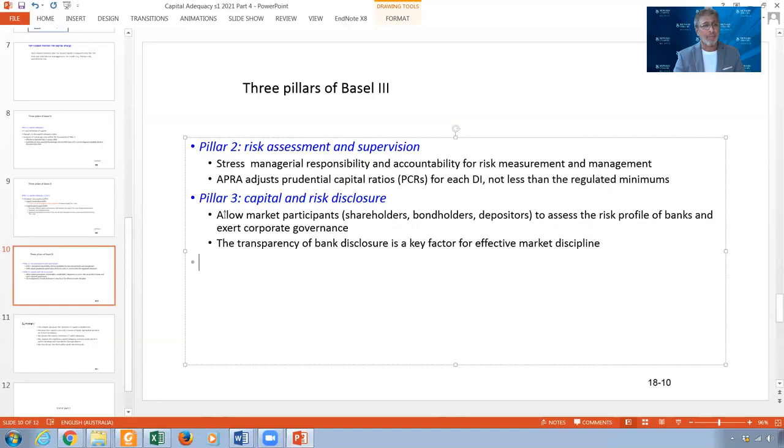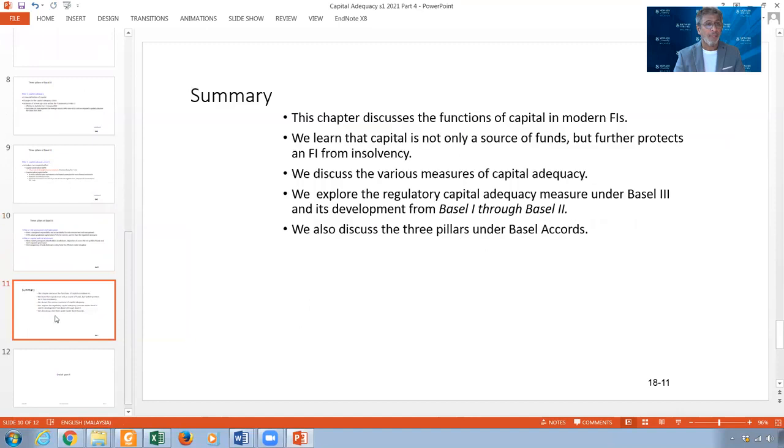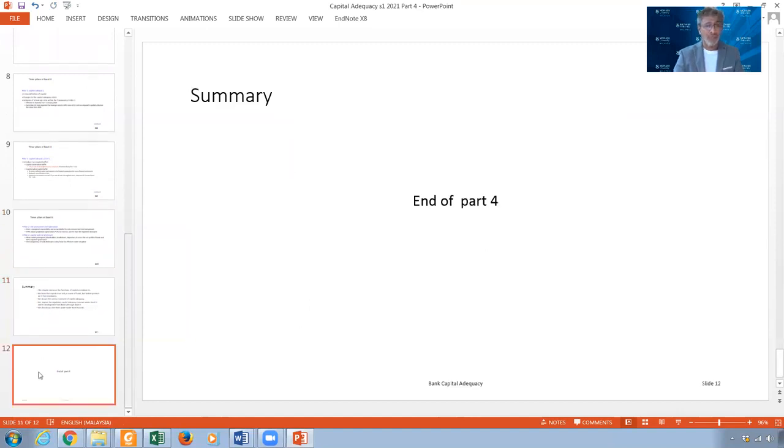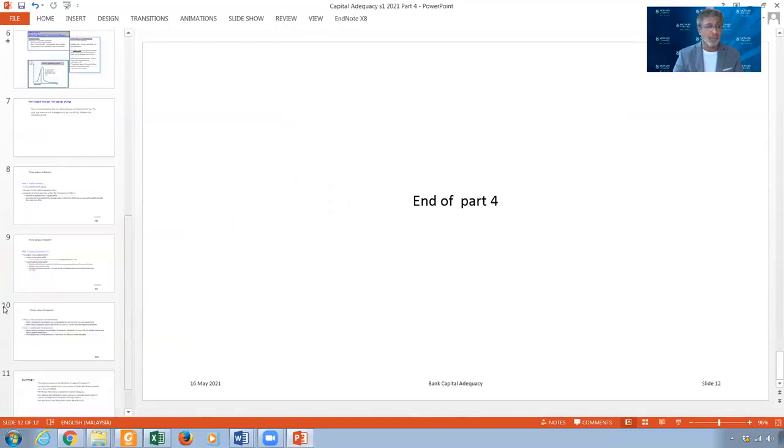Pillar 3 is about how much information is actually produced by the financial institutions, so that it can activate what we call market discipline. So we are talking about transparency and bank disclosures, which is a key factor for effective market discipline. This is actually the summary, nothing much to say about it. And this is actually the end of Part 4.